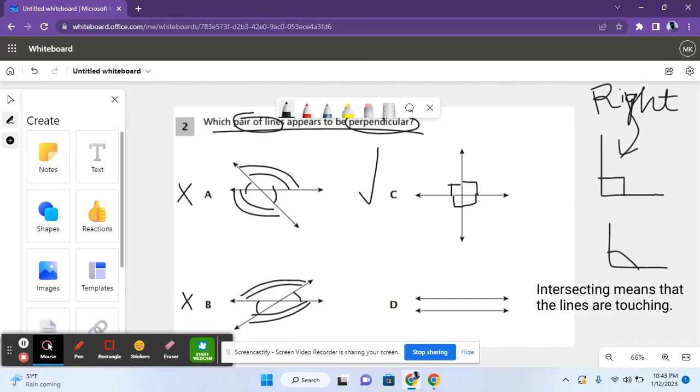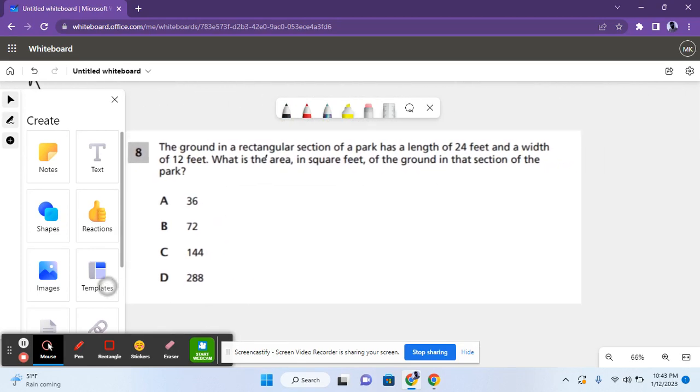For D, the lines aren't even intersecting, so D is not a correct answer. So C is the correct answer for question 2. Let's move on to question 8.